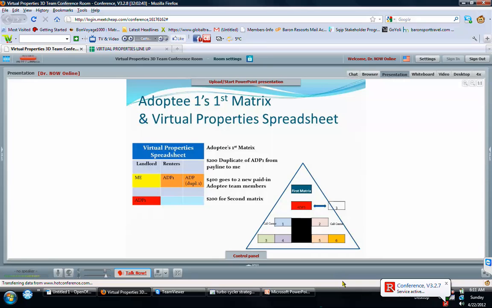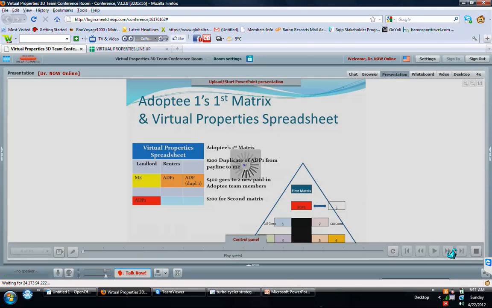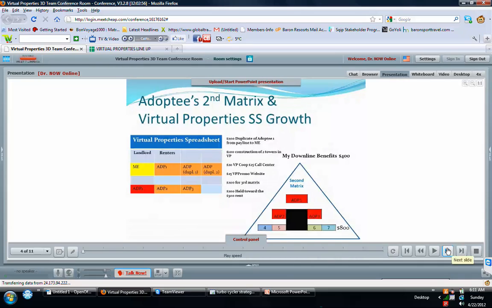That's on the left-hand side. You see on this virtual property spreadsheet, ADP 1 and ADP duplicate 1. And when we go to the next slide, I think we'll explain that a little more in detail. Here we go. This is your next slide. This is actually the second matrix of your adoptee 1. And as you can see now, there is adoptee number 2 and adoptee number 3 in red under adoptee 1.